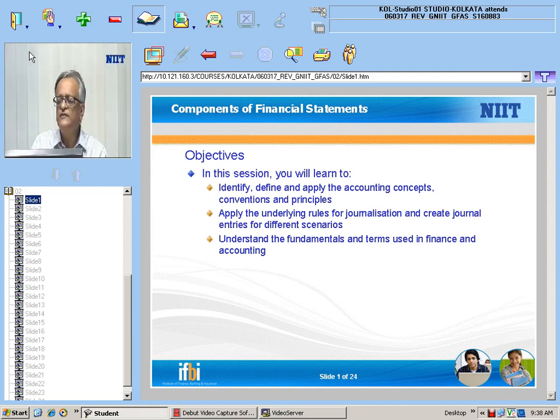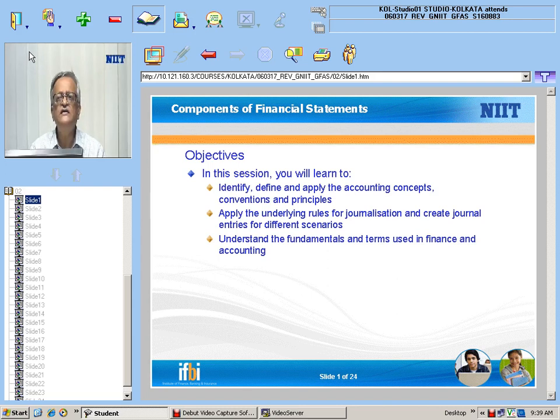The word journal. Journal is an accounting book. Whenever any business transaction takes place, it has to be recorded in the book. This book is called the journal, and the process of recording in the book is called journalization. So we'll discuss this as we go along the various sections.